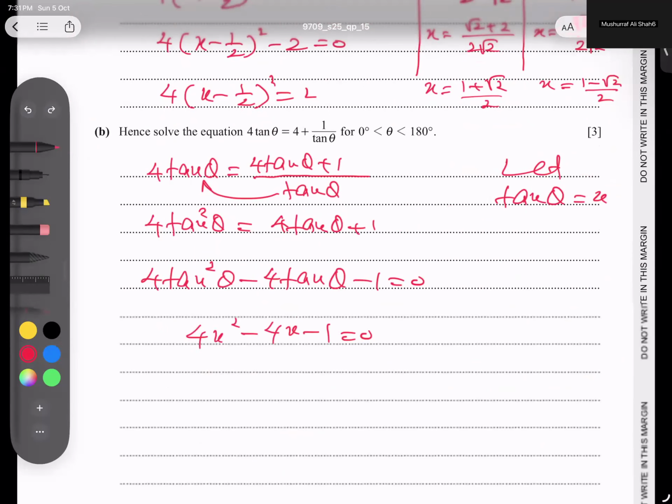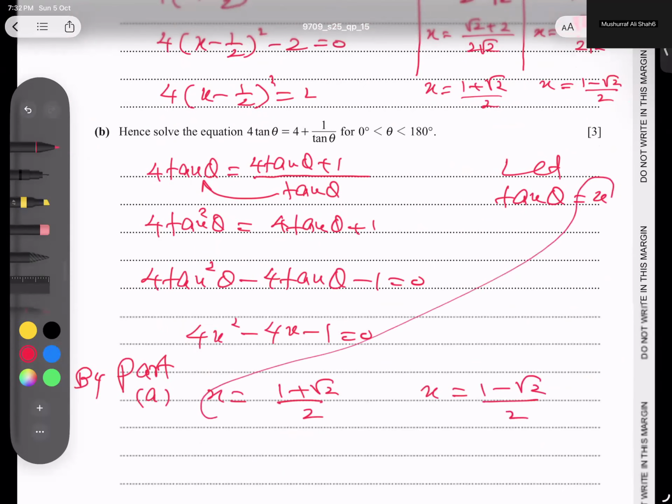So I can say that these answers are coming for it. So just write here, by part A, I am writing here two answers. One answer I'm writing 1 plus root 2 by 2. I'm writing here 1 plus minus root 2 by 2. Okay, now I will bring back these x values. So I bring back tan theta here and here. So I'm writing here tan theta is equal to 1 plus root 2 by 2. And I'm writing here tan theta equals 1 minus root 2 by 2.